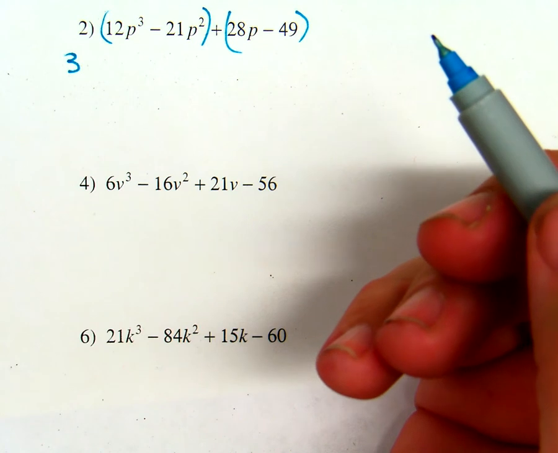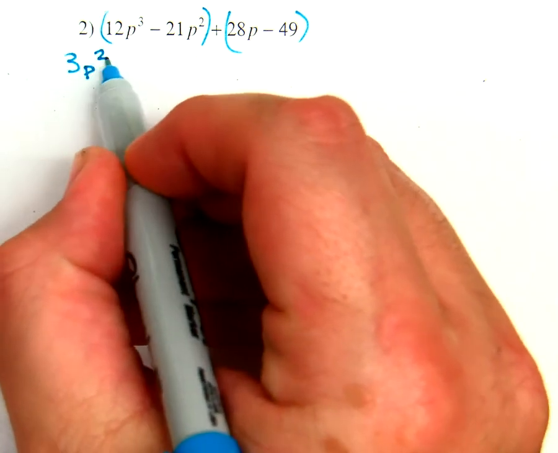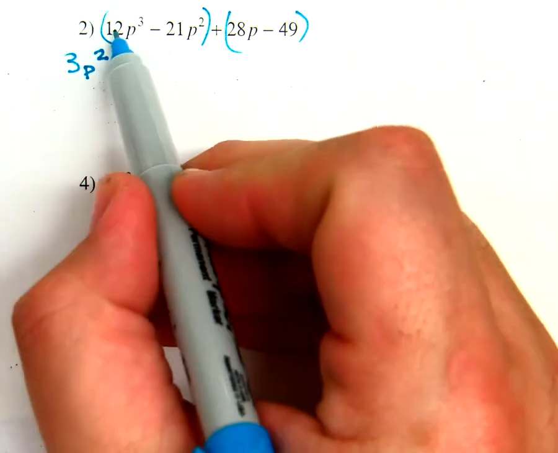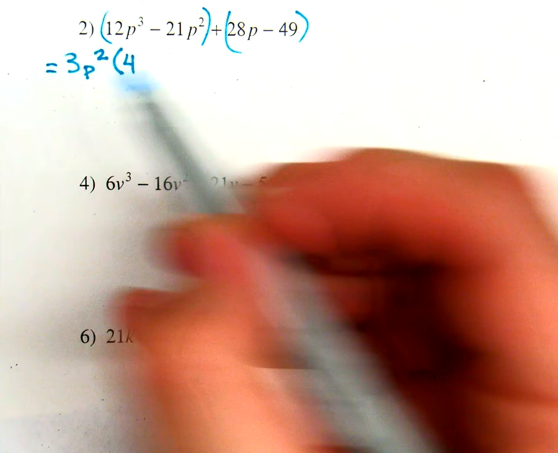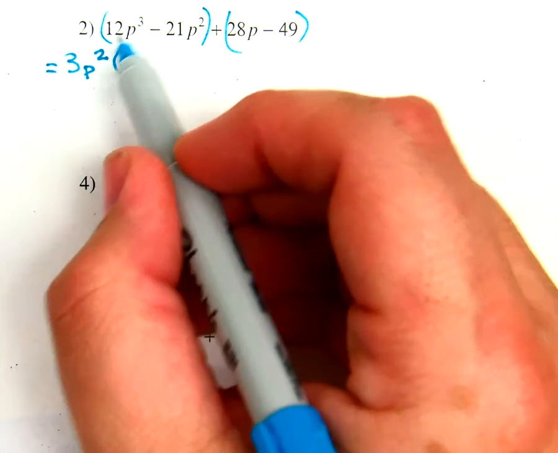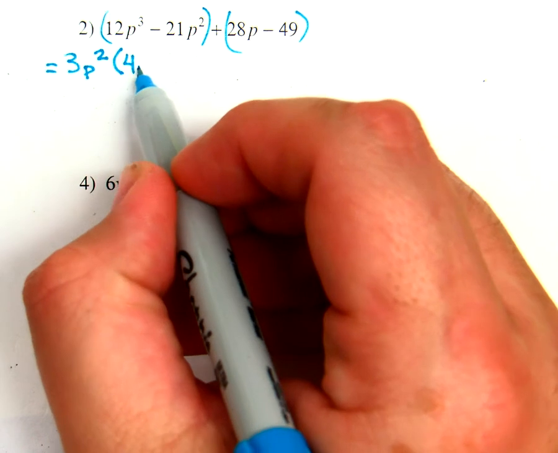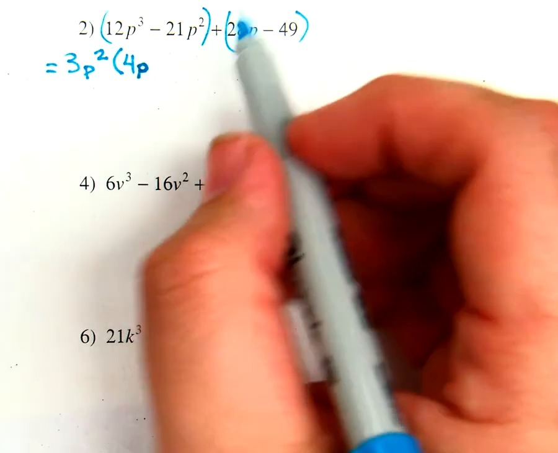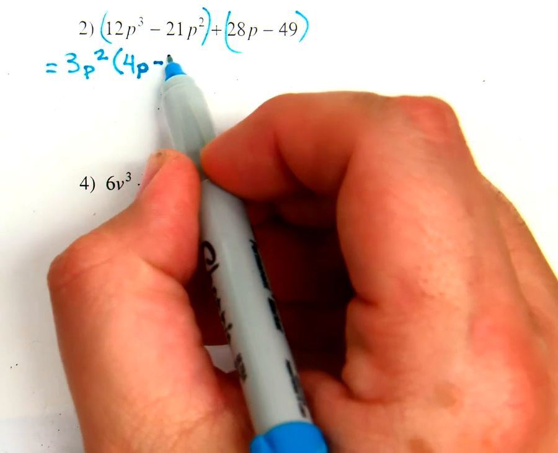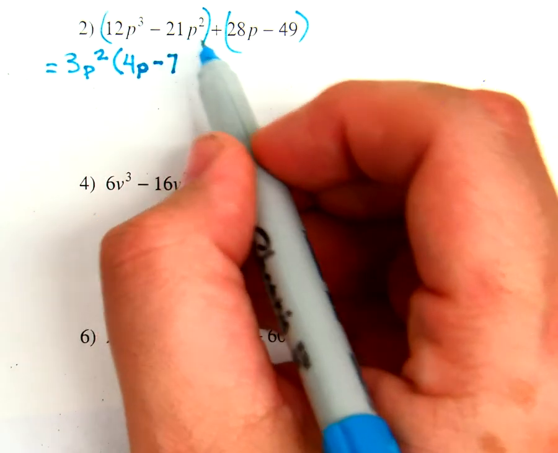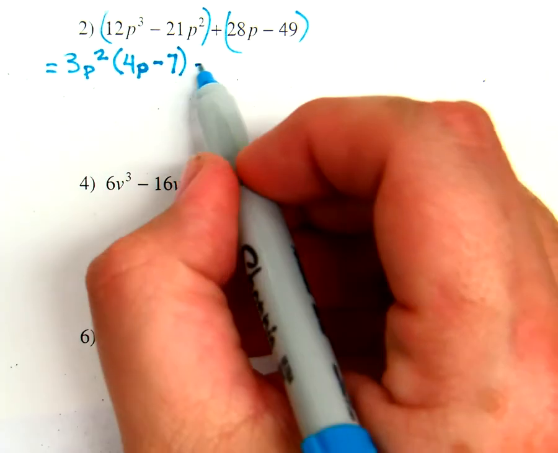Now, between p squared and p cubed. P squared. So now, what's 12 divided by 3? 4. And I forgot to put the equal sign there. P cubed divided by p squared, just plain old p. And then 21 divided by 3? 7. So I would put minus 7 because we were subtracting that term. P squared into p squared, that's gone.